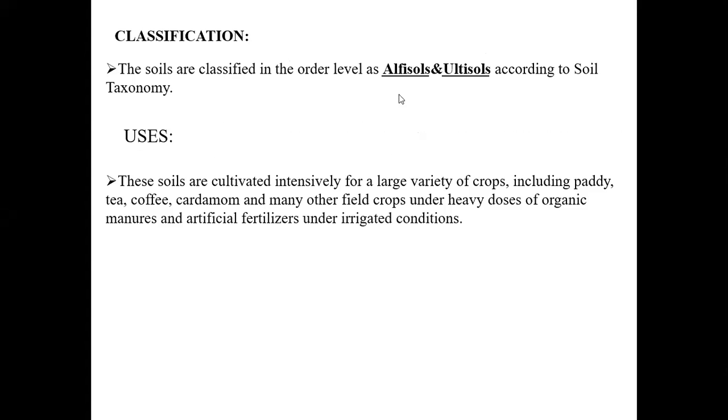So classification, mostly red soils we can say Alfisols and Ultisols. What are the uses? These soils are cultivated intensively for a large variety of crops. We can grow paddy, tea, coffee and cardamom and many other field crops under heavy doses of organic manure and artificial fertilizer under irrigation conditions. So in red soil, students, due to this iron and aluminum problem, management of fertility is very difficult. So we have to give nutrients artificially.